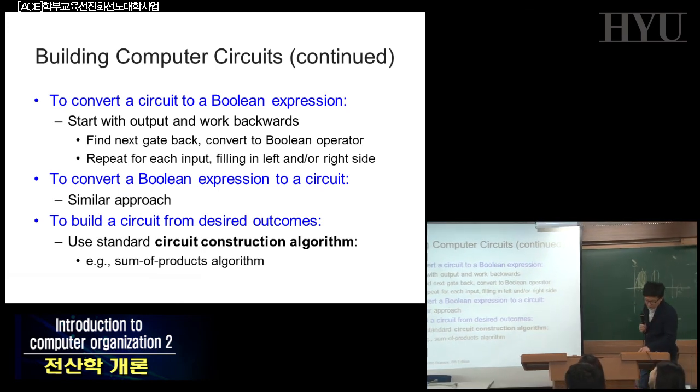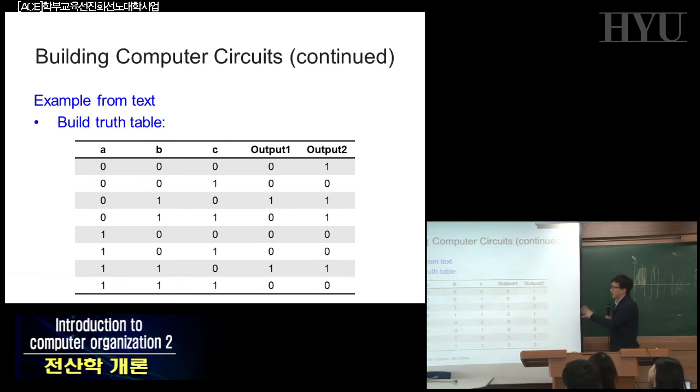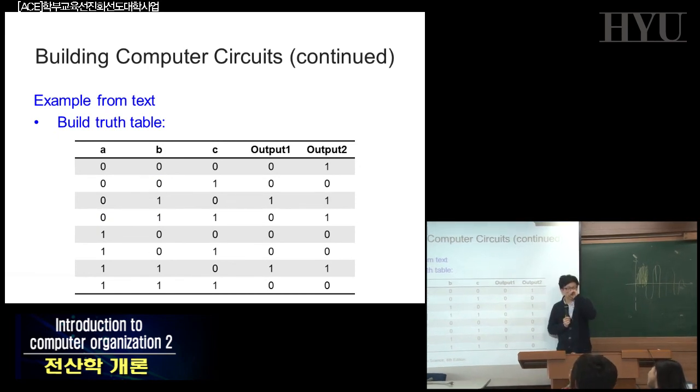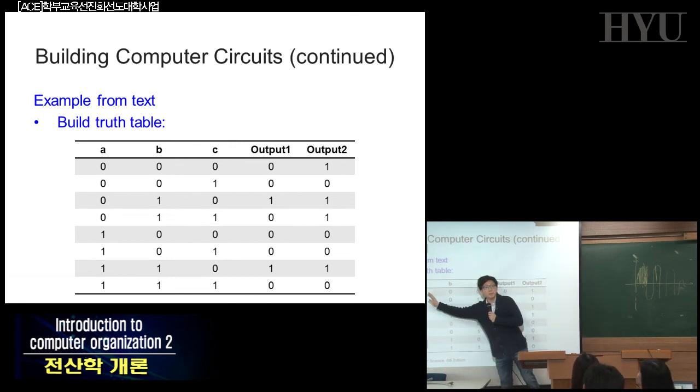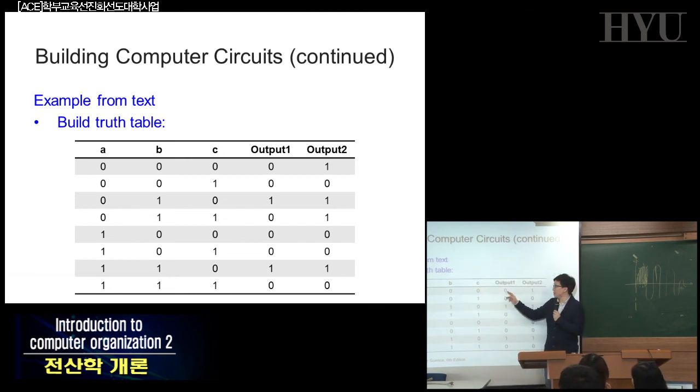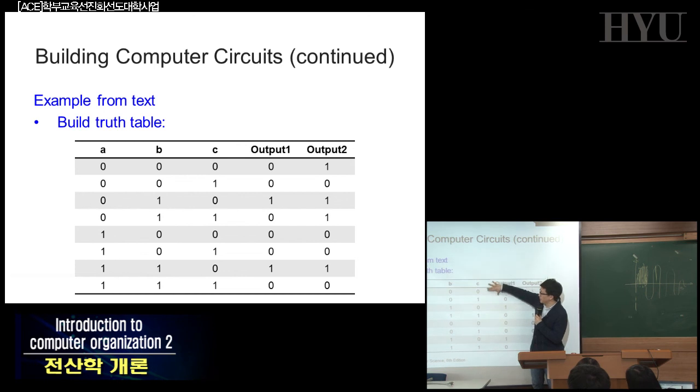What does that mean? It simply means I'd like to build a circuit like this. I'd like to build the table first. So if I'm given these three inputs, 0, 0, 0, my circuit always gives me 0, 1. This is what I want. That's what it means to work backward. Start from my output. This is my desired output. And then you will guess and try to build a circuit in between. Okay.